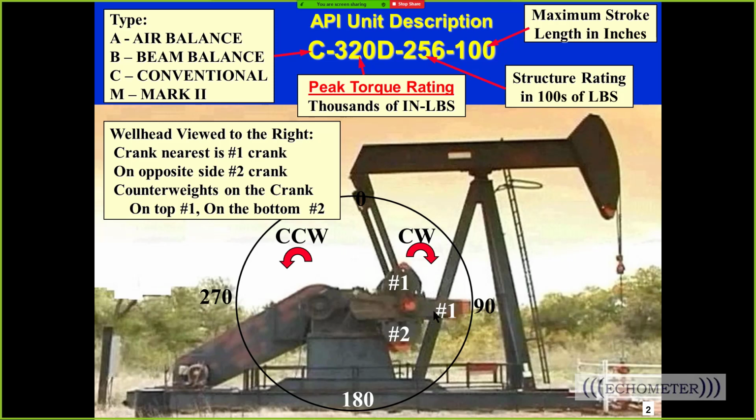Some people say the weights fall toward the wellhead when it's going clockwise. If you look at the pumping unit from the side, then the crank that's closest to you, we'll label crank number 1. The crank on the far side, we label crank number 2. With the crank facing the wellhead, the weight on the top is master weight number 1, and master weight number 2 is on the bottom.